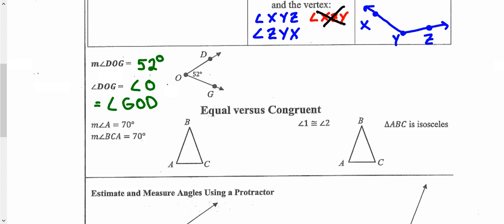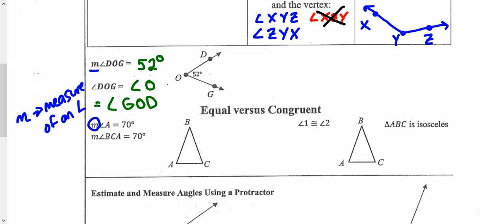Okay, so we talked in our last lesson about the difference between equals and congruent. So when we're labeling these equals here, we're talking about a measure of. That lowercase m means the measure of, and then we're typically talking about an angle. So I'll abbreviate that with the symbol for angle. So then we've got angle A is equal to 70 degrees.